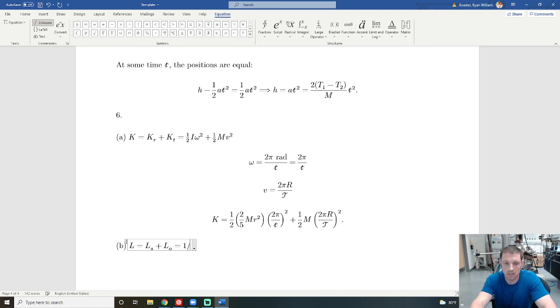Now, the spin angular momentum, be careful, because I almost wrote 1/2 I, and remember that the spin angular momentum is just I omega. So don't confuse the expressions for the rotational kinetic energy and the spin angular momentum because they look similar. They both depend on I and omega, but one is 1/2 I omega squared. The other is just I omega.